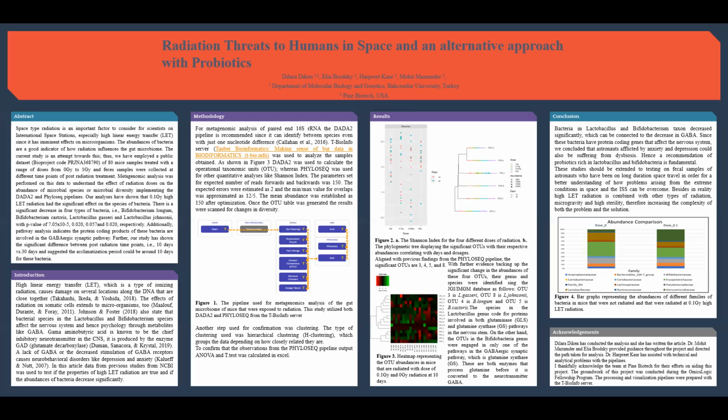GABA is gamma-aminobutyric acid, which is the chief neurotransmitter in the central nervous system and has effects on depression and anxiety. Since the enteric nerve and the vagus nerve connect the gut to the brain, we can presume that a Lactobacillus and Bifidobacterium decrease will cause a decrease in GABA in return and might be a factor in depression.